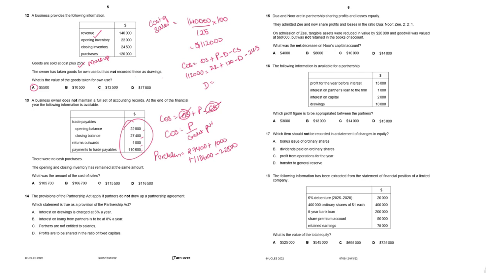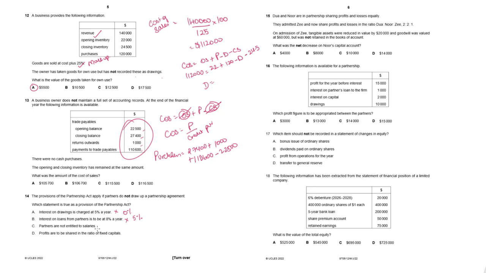The provisions of Partnership Act apply if the partners do not draw up a partnership agreement, right? Which statement is true as per the provision of Partnership Act? Interest on drawings is charged at 5% per year, which is an incorrect statement because it is charged at 0. Interest on loan from partners is to be at 8%, which is again incorrect because the correct interest rate is 5% as per Partnership Act.